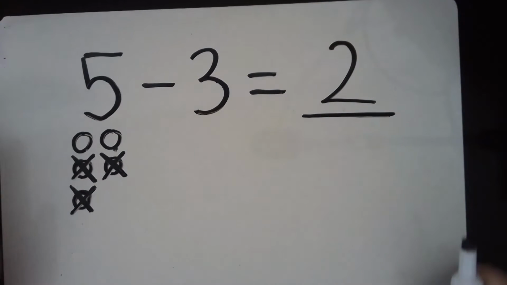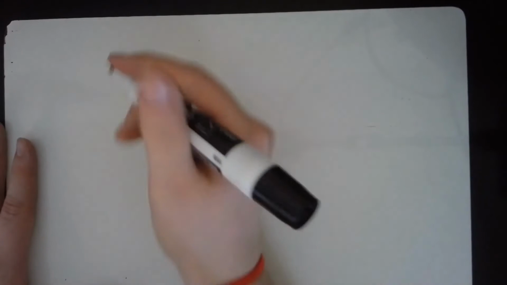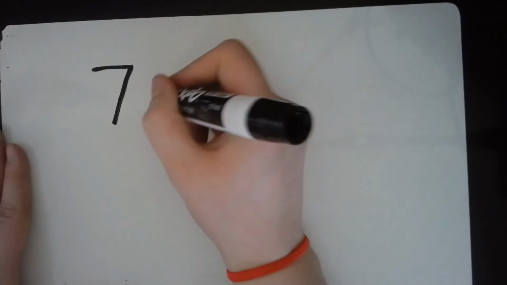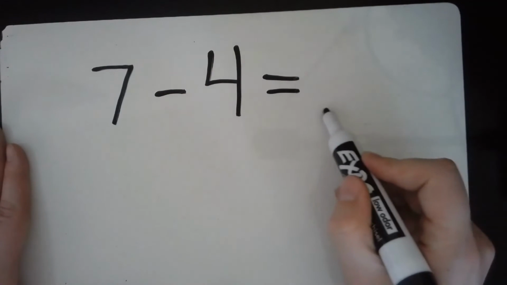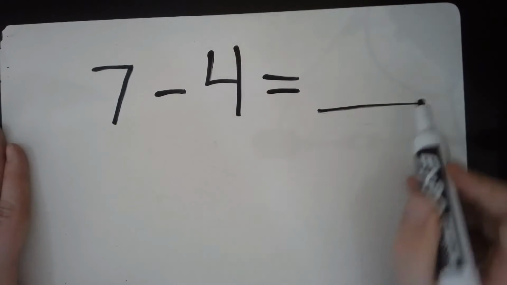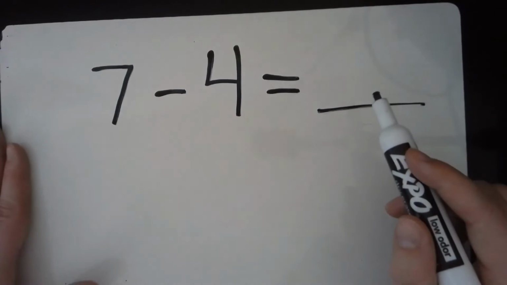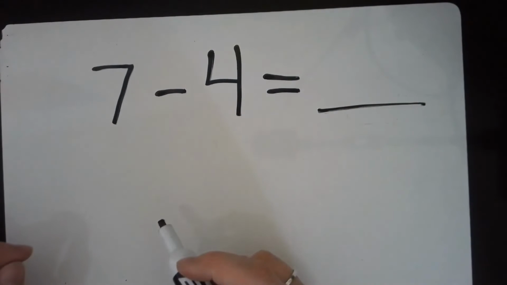Okay, now that I've done one, it's your turn to do it with me. So we're going to do this next number sentence together. Ready? Here is our number sentence. 7 minus 4 equals. Remember, I'm just going to draw that line to show where I want to write how many I have left, to write where I want my answer. So let's start with drawing our whole.